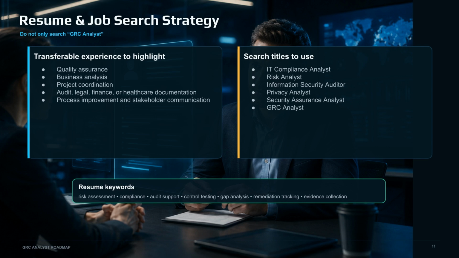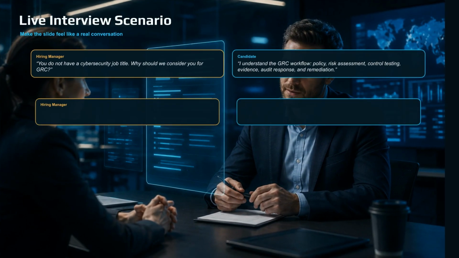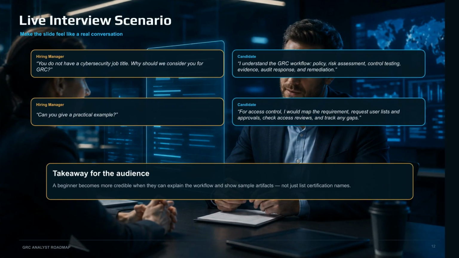Once your resume creates an interview opportunity, you must be ready to explain your experience honestly and clearly. So, how can you answer interview questions when you do not have formal GRC experience? Let us look at a realistic conversation. Hiring manager: You do not have a previous cybersecurity job title. Why should we consider you for a GRC role? Candidate: I understand the GRC workflow, including policy management, risk assessment, control testing, evidence collection, audit support, and remediation tracking.